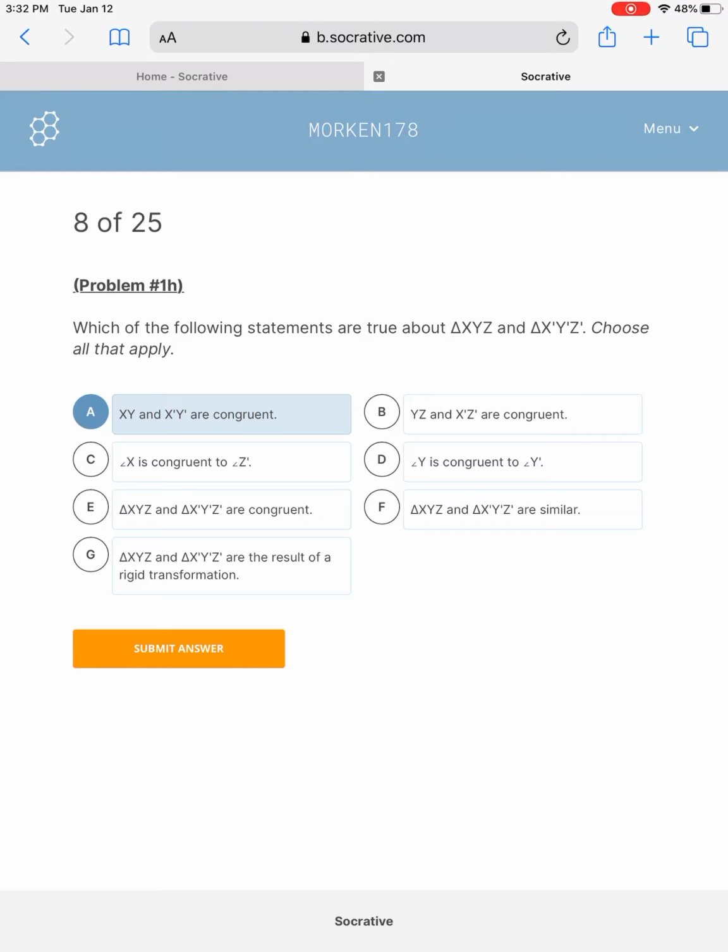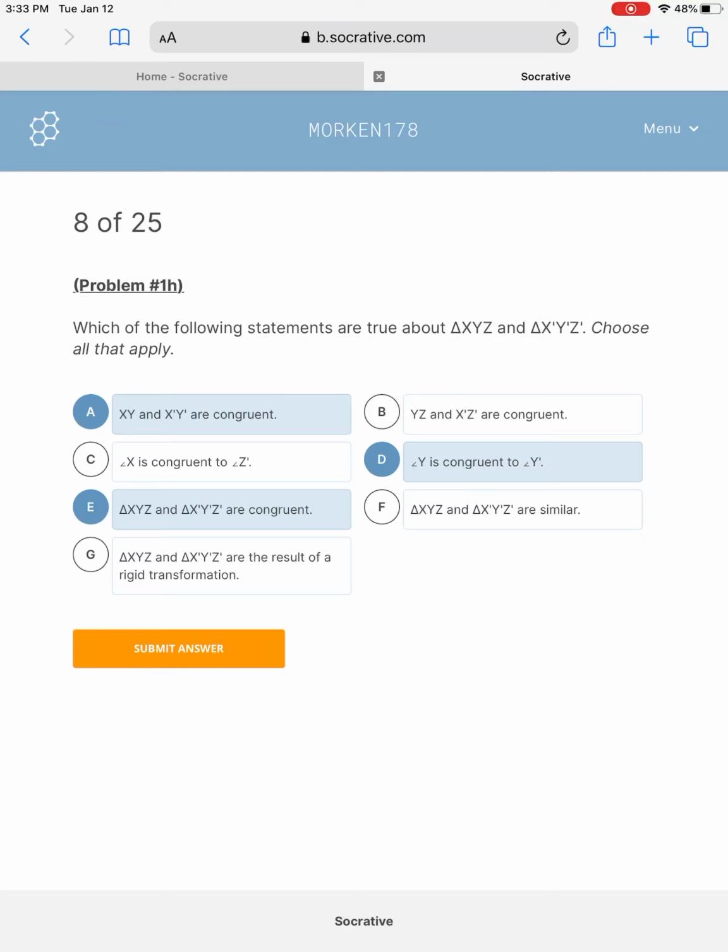Now, angle X, that kind of looks like a less than sign. Angle X is congruent to angle Z prime. Those are different letters, so they're not congruent. But in D, angle Y is congruent to angle Y prime. Those are going to be the exact same, okay? Here, E is saying triangle XYZ, is it congruent to triangle X prime, Y prime, Z prime? We already talked about that. They're the exact same shape. We didn't change the shape. We just slid it over, okay?